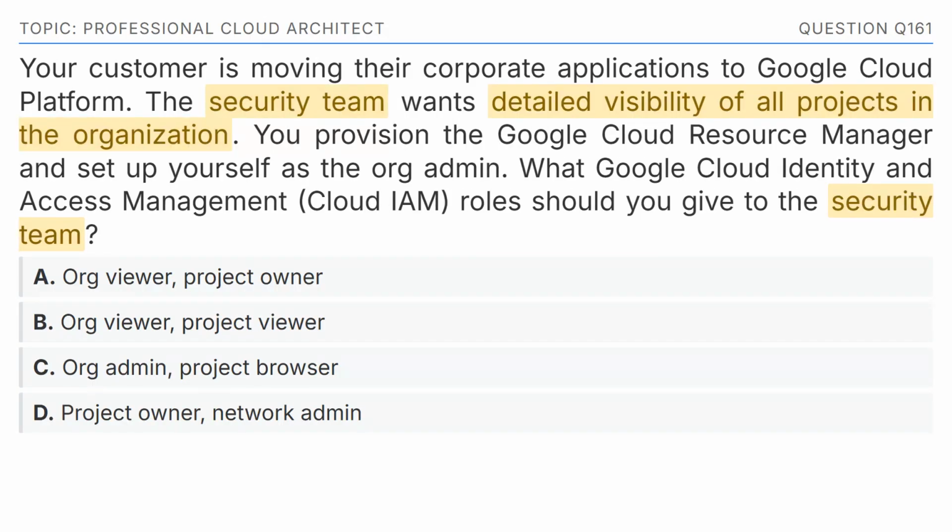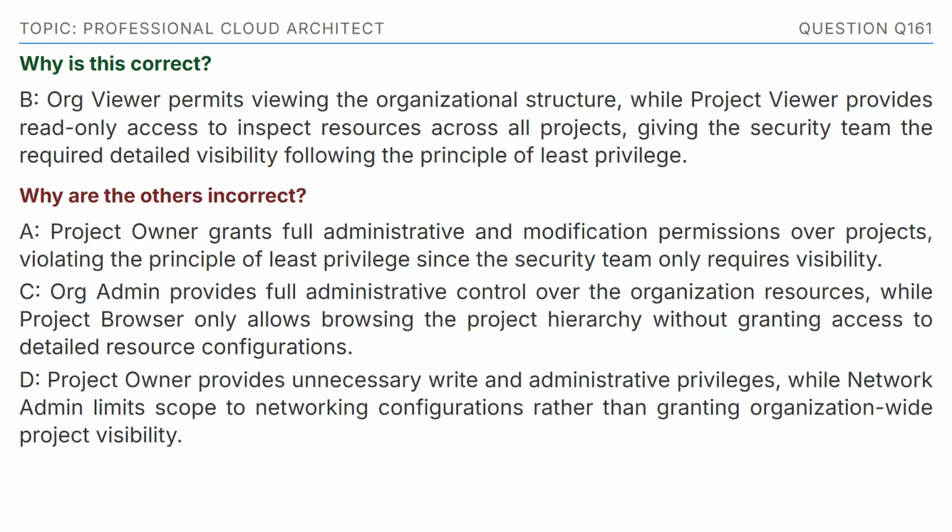To arrive at the correct answer, we focus on the keywords: security team, detailed visibility of all projects in the organization. The correct answer is option B, Org Viewer, Project Viewer. Why is this correct? B. Org Viewer permits viewing the organizational structure, while Project Viewer provides read-only access to inspect resources across all projects, giving the security team the required detailed visibility following the principle of least privilege.